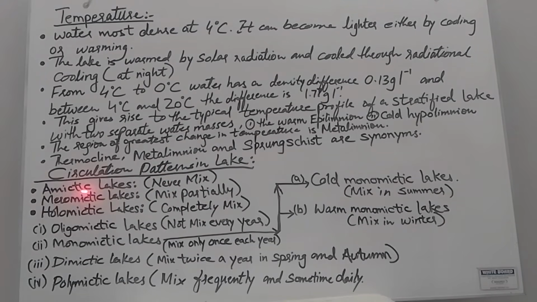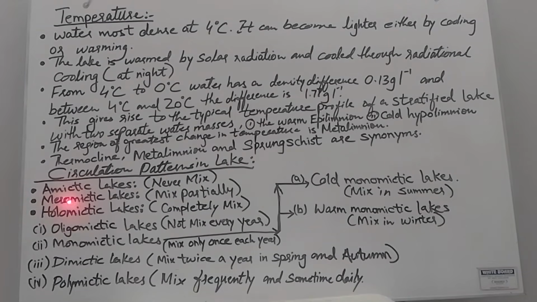That's why they are called amictic lakes. Meaning the mixing of cold and warm water is absent. That's why this type of lake is called an amictic lake.